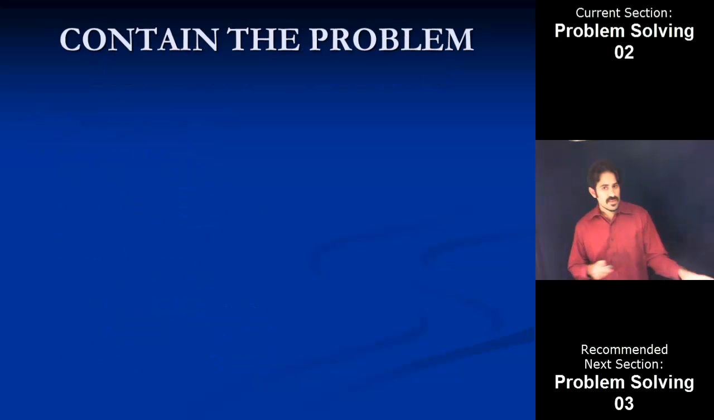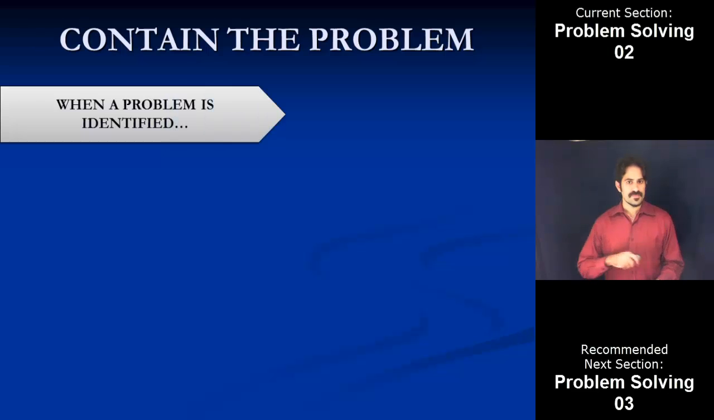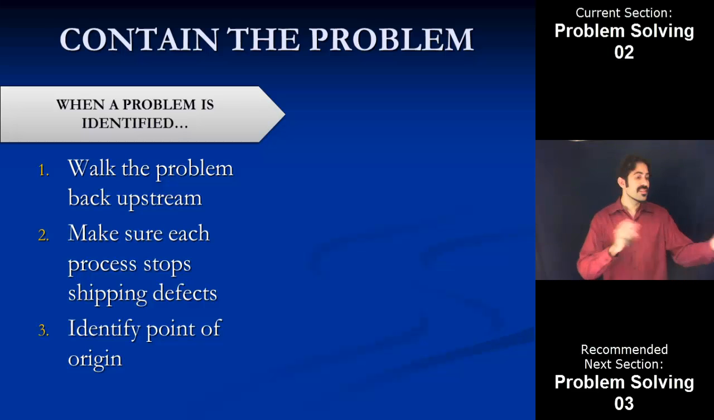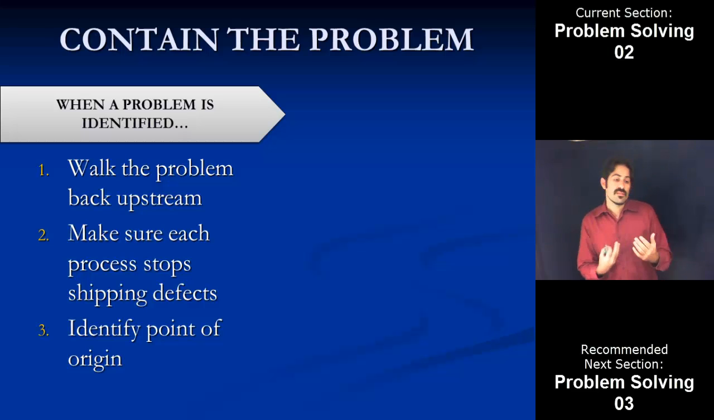So the very first thing is the containment action. When a problem is identified, we want to walk the problem back upstream. What that means is we start where the problem was identified, whether it's at the end of the line, front of the line, middle of the line, in this building, that office, quality, wherever it is, and then we go to the next upstream process. So who shipped it to the area where the issue was? That's where we want to go.